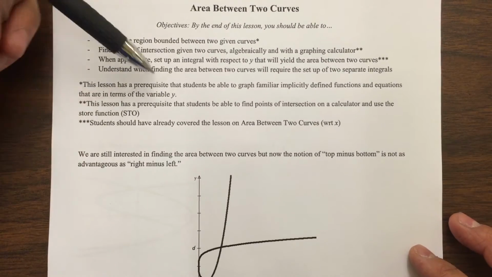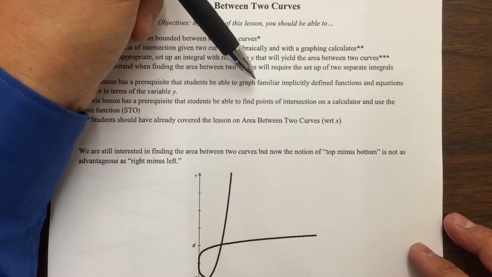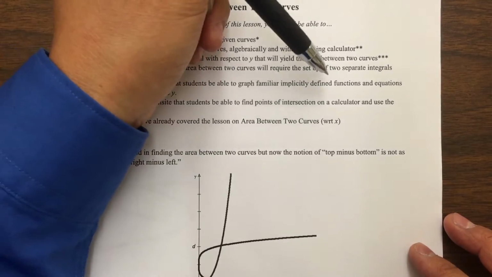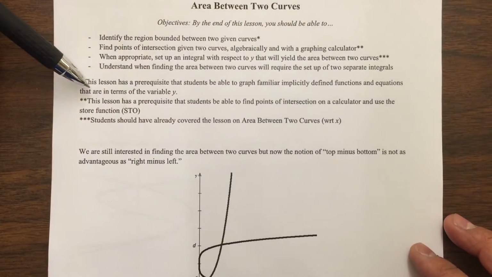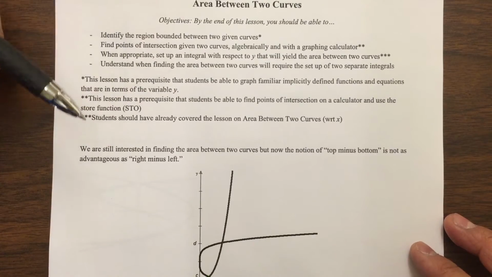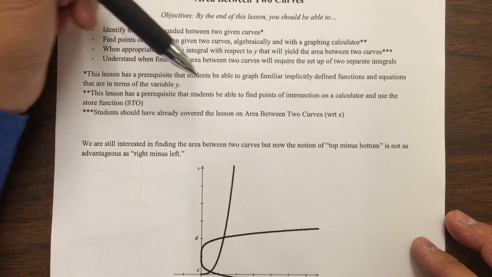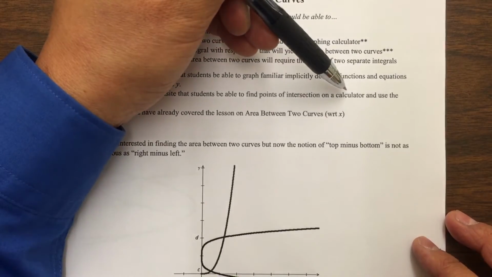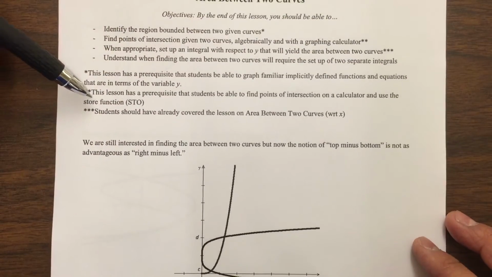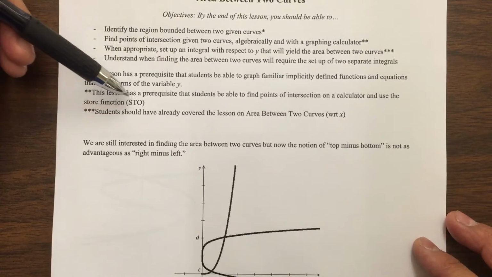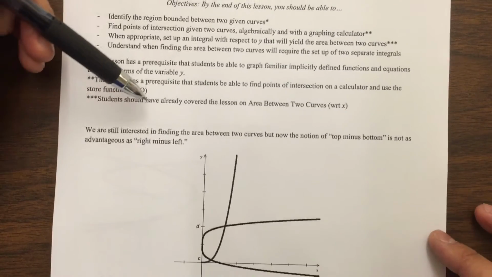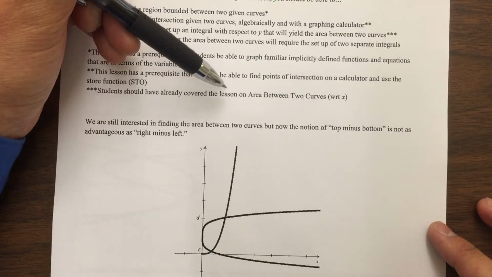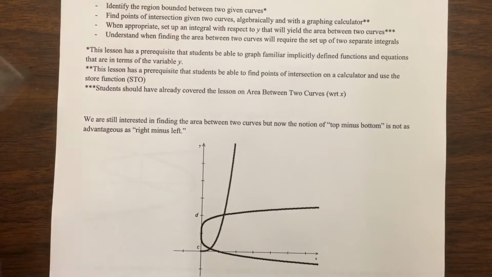This lesson does have a prereq, and that is students should be able to graph familiar, implicitly defined functions and equations that are in terms of variable y. This lesson has a prereq that students be able to find points of intersection on a calculator and the use of the store function STO. Students should have already covered the lesson on area between two curves with respect to x, which is what we did.